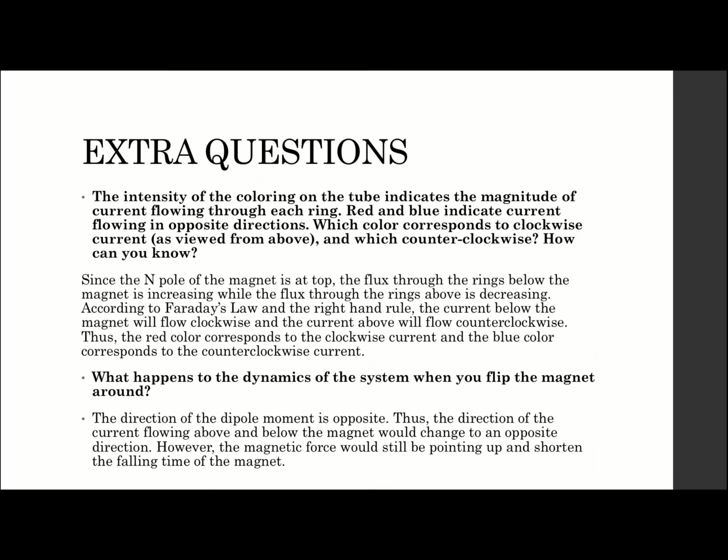Since the north pole of the magnet is at the top, the flux through the rings below the magnet is increasing while the flux through the rings above is decreasing. According to Faraday's law and the right-hand rule, the current below the magnet will flow clockwise and the current above it will flow counterclockwise. Thus, the red color in the previous slide corresponds to the clockwise current, and the blue color corresponds to the counterclockwise current. If I flip the magnet around, the direction of the dipole moment is opposite, so the direction of the current flowing above and below the magnet would change to the opposite direction too. However, the magnetic force would still point up and lengthen the falling time of the magnet.